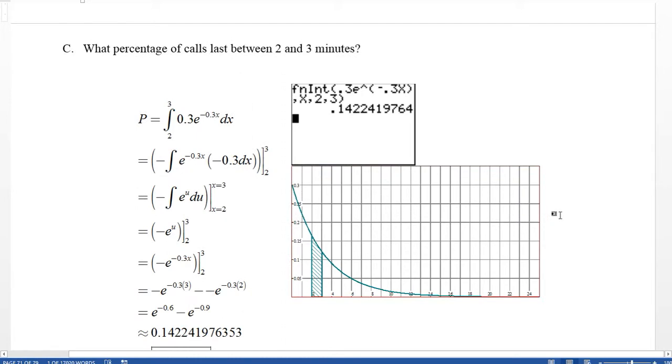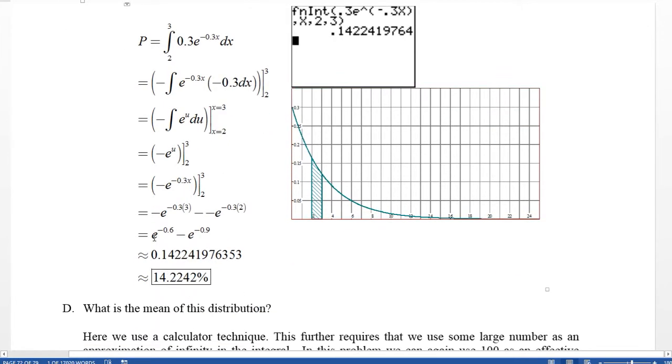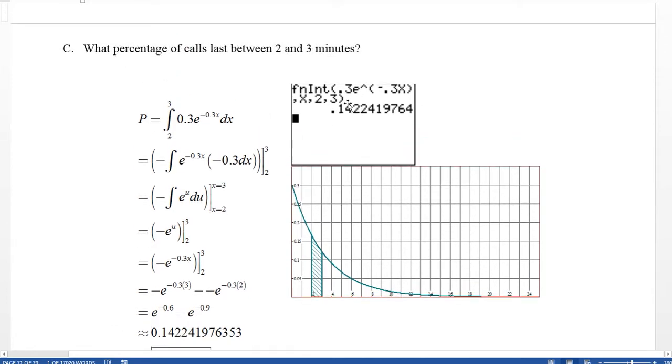What percentage of calls last between 2 and 3 minutes? So we have a PDF formula. That probability is given by integrating our PDF from 2 to 3, and so we can work that out here. Again, it's the same antiderivative, minus e to the negative 0.3x. We just evaluate from 2 to 3, plug in the 3, plug in the 2, and work it out. So we get something like this as an exact value of that integral, but of course this is a real-world problem. We want a decimal value, which turns out to be about 0.14, or about 14%. Of course, since we only need a decimal value, we could have just done this in a calculator by doing the function integrate of our PDF with respect to x from 2 to 3 and get the same number.